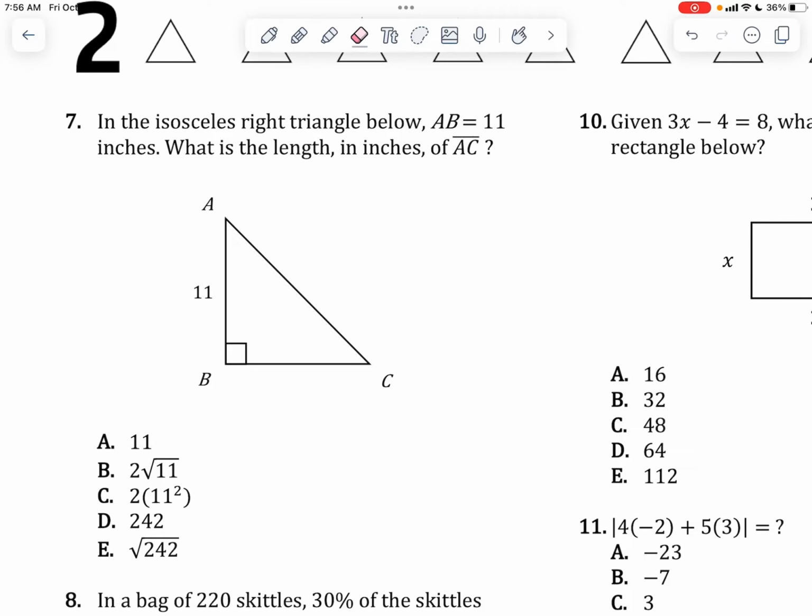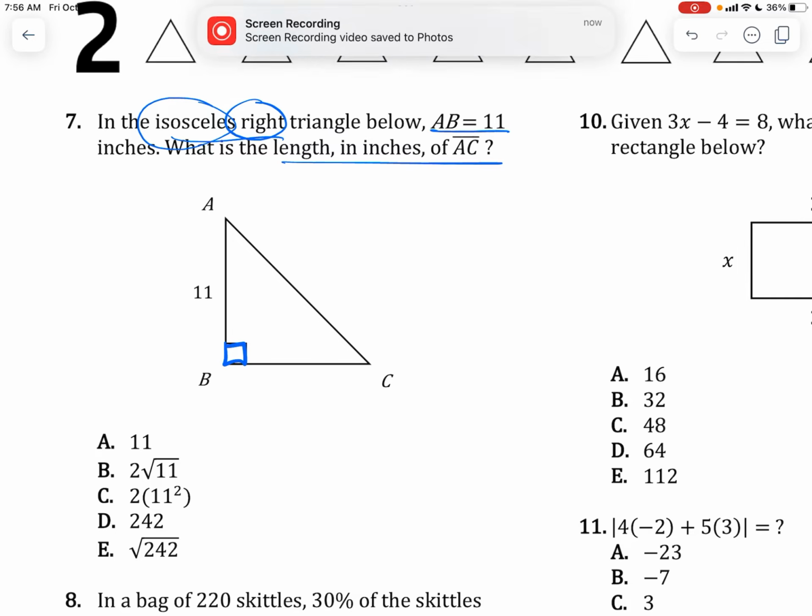In the isosceles right triangle below, AB is 11. What is the length in inches of AC? So we're told that it's isosceles and right. Let's interpret both of these. The right is the easy part. We see that there's a 90-degree angle there.